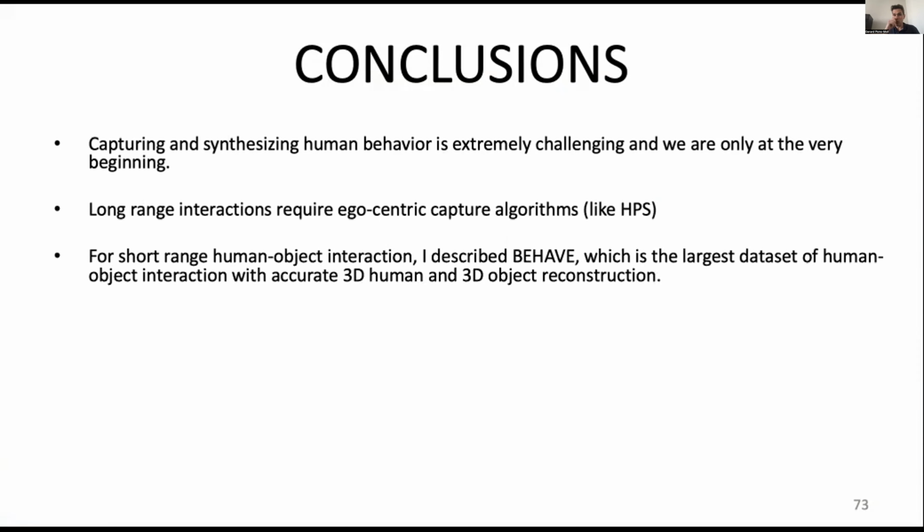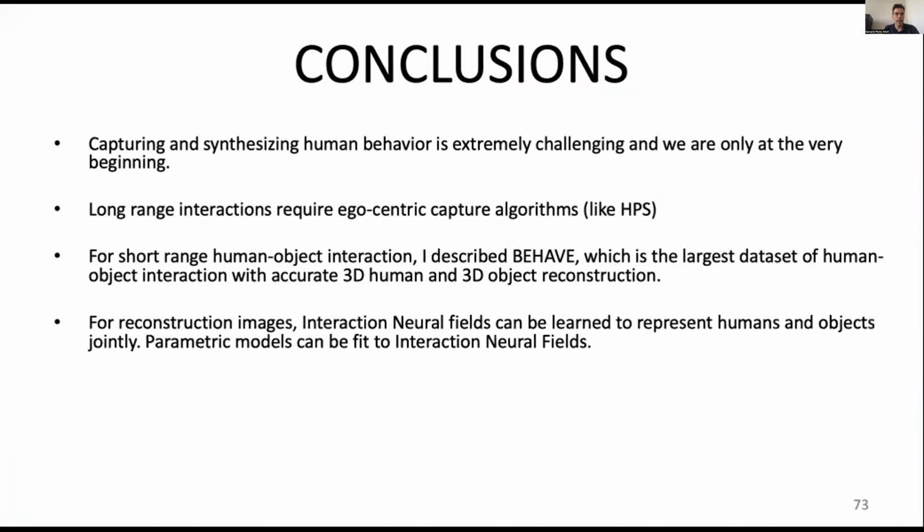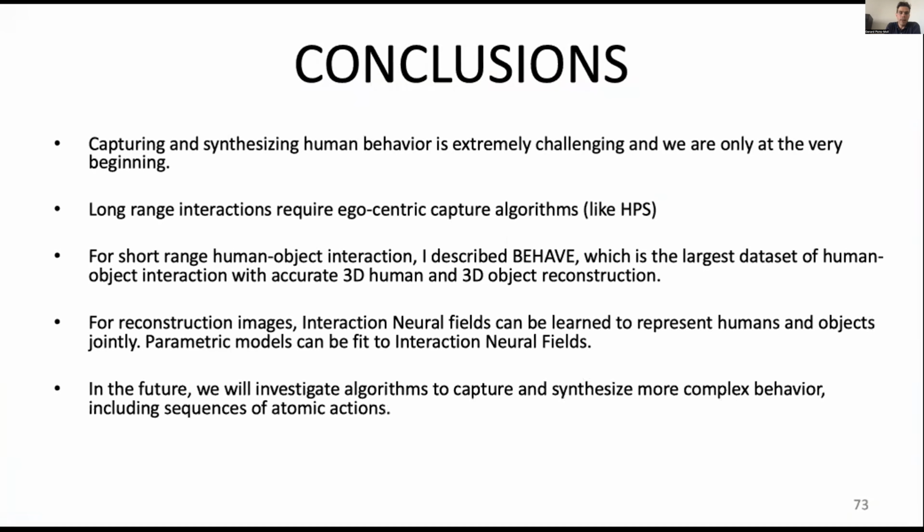And then for short-range human object interaction, I've shown Behave, which is the largest data set of human object interaction, including data from multi-view images and depth as well, with accurate 3D human and 3D object reconstructions. And for reconstruction from images, I've shown that one can learn these interaction neural fields, which can be learned to represent humans and objects. And then you can fit parametric models to them. And in the future, there's lots of work to be done.